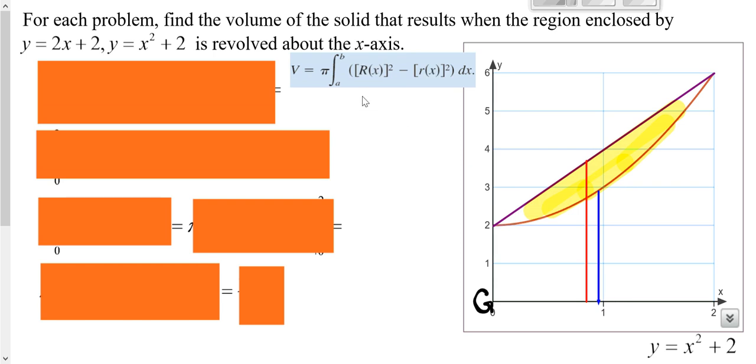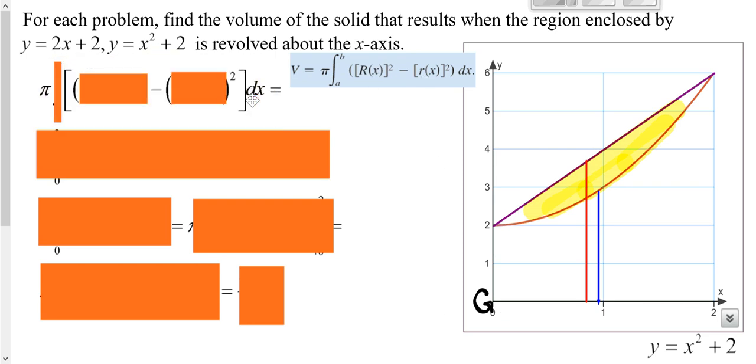So that means we're going to have to do a washer, which is pi, the integral of your big radius minus your smaller radius, each of them being squared. We have a horizontal axis of revolution, so we know we're dealing with x's. So if we're dealing with x's, our x's have to be dealing with our bounds of how far left and right we're going. So we're starting at 0, going all the way over to 2. So that would be our bounds.